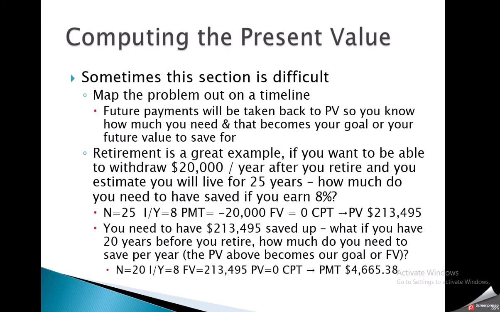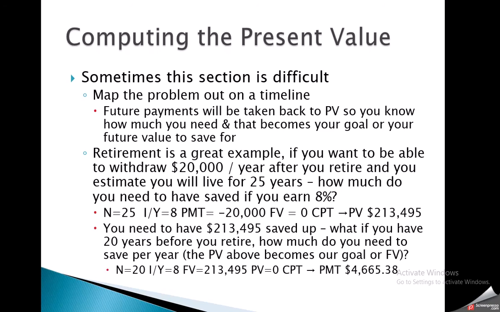Then the second part's going to say, okay, if that's your goal, if you want to have $213,495 and you have 20 years to save, so now you're back in time. If I'm retiring at 65, okay, say I'm back at 45. So how much should I save each year to achieve my goal? So what I just computed as my present value now becomes a future value because I'm going back in time.